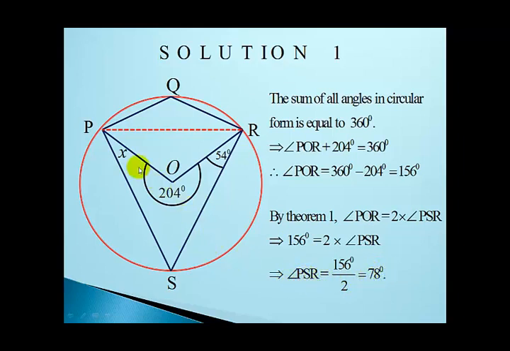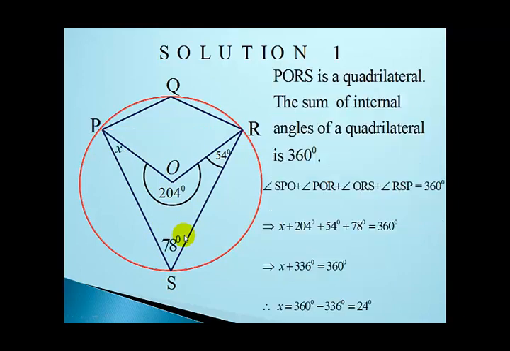So angle PSR equals 78 degrees. That's the angle at S equals 78 degrees. Now let's proceed. PORS is a quadrilateral. It's a 4-sided figure.